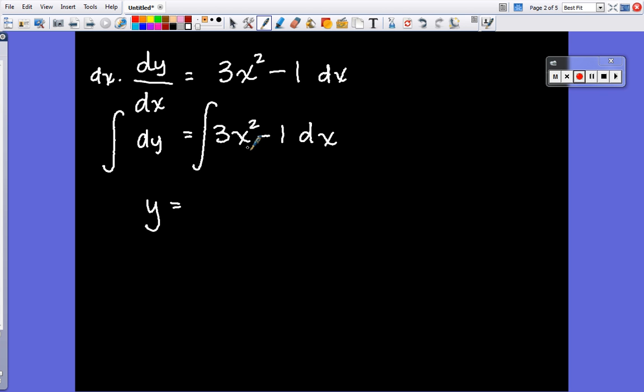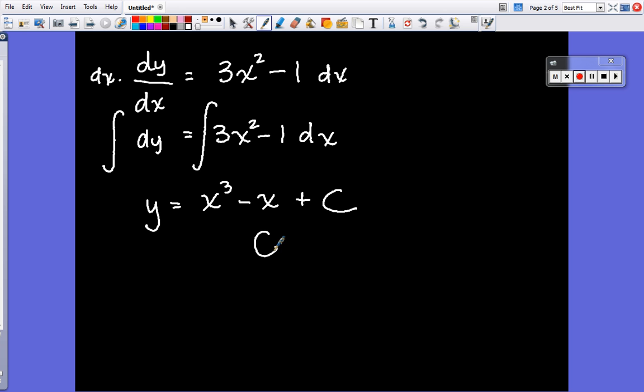You should have found, by using the power rule of anti-differentiation, we add 1 to this exponent and divide by the new exponent, so it becomes x cubed. This is a number, so if you think about this as a constant, it would become negative x. And then we can't forget our constant of integration, c. This is our solution of our differential equation.